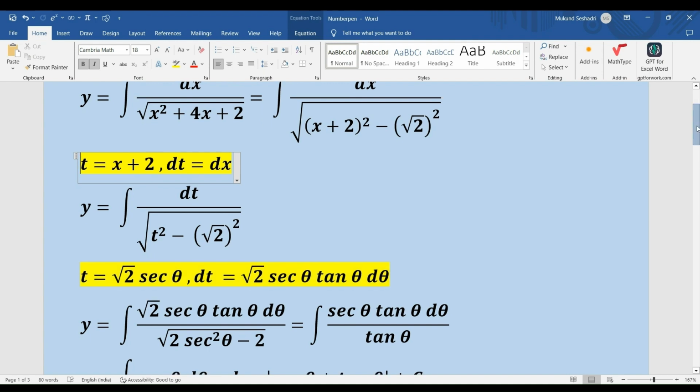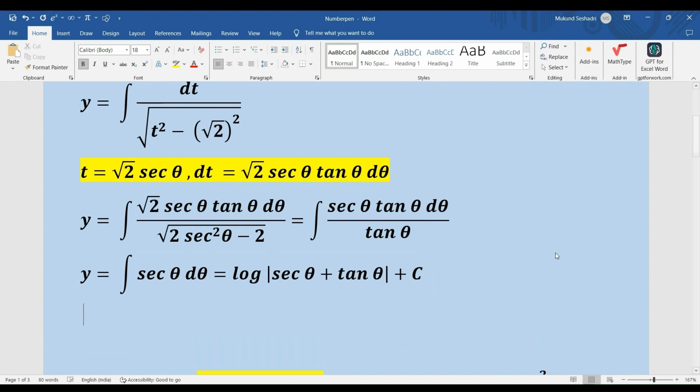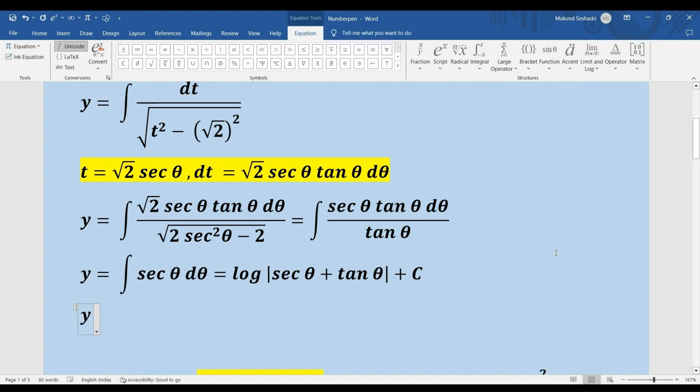So I'll have to put back everything and represent everything in terms of x, right? Now that's the next step we have. So to start with, I'm going to put back everything in terms of t first, and then I'm going to replace my t with the substitution x plus 2, right? So let's do step one, which is putting back everything in terms of t.